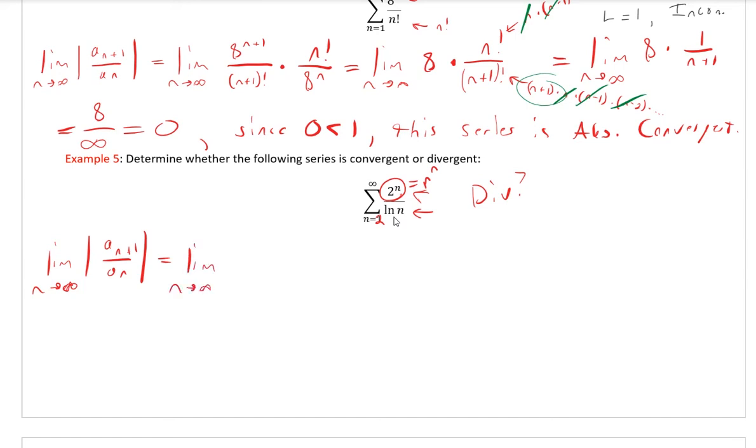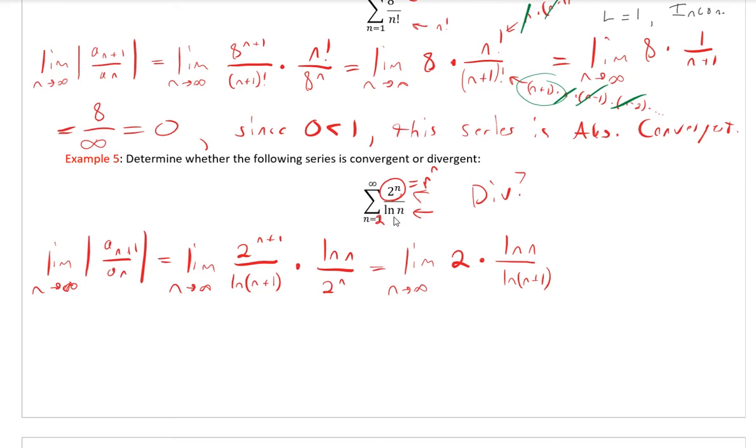And we can instead multiply by reciprocals. So take n plus 1, put in for n, so we have 2 to the n plus 1 divided by natural log of n plus 1. And multiplied by the reciprocal of what we have originally, natural log of n divided by 2 to the n. This, if we rearrange, will give us 2 to the n plus 1 divided by 2 to the n, which just gives us a positive 2, times natural log of n divided by natural log of n plus 1.